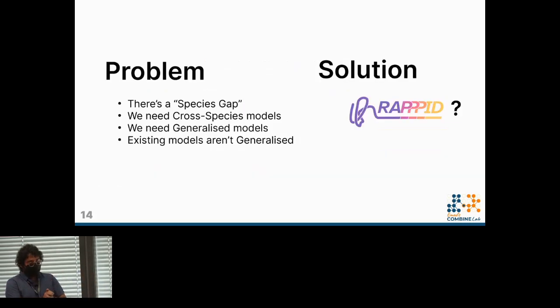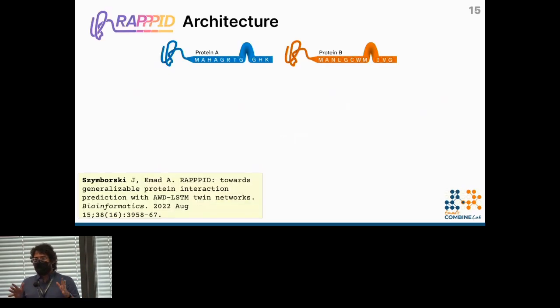So there is a problem, right? It's that species gap, and that we can't generalize to do these cross-species interaction predictions that we need to do to bridge it. So what's the solution? Obviously I'm going to say it's my method. RAPID is actually a method that we presented last year at ISMB, but we've never really looked at cross-species performance.